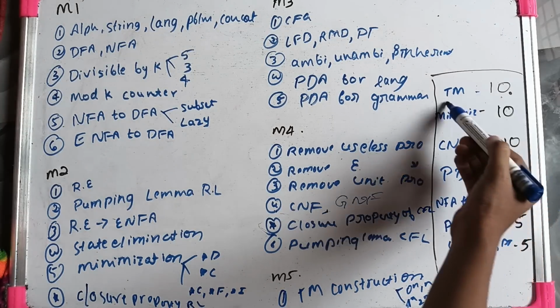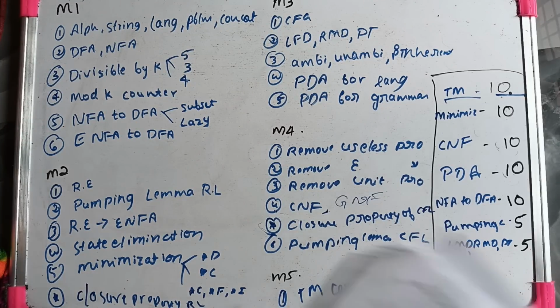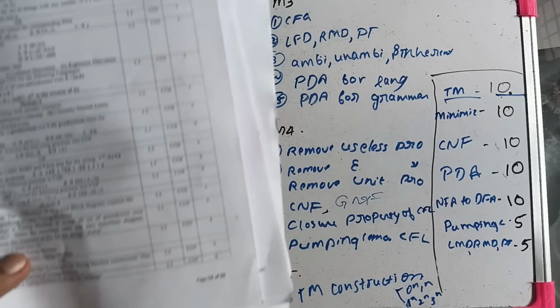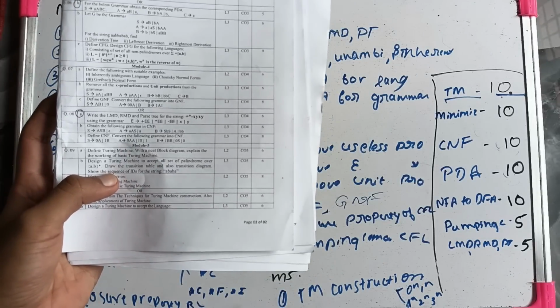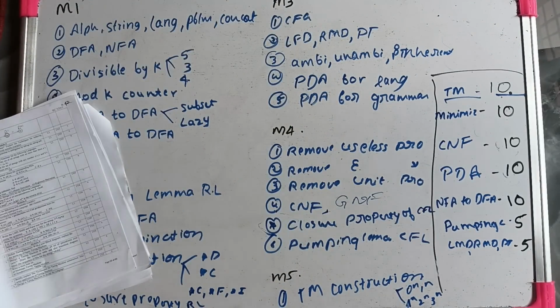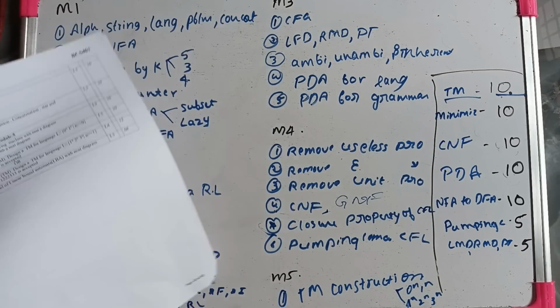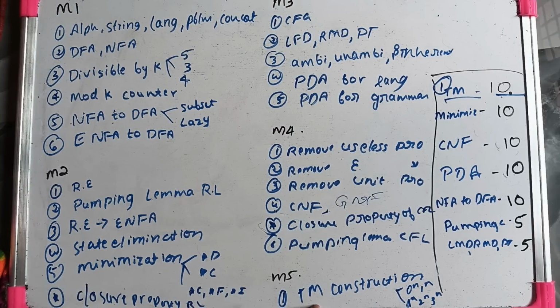Okay. The marks will vary, because in the first paper they asked the Turing machine for 6 marks. Okay, here they asked 6 marks, and here also they asked 6 marks, but in the new paper for the same question they gave 10 marks. So first study Turing machine construction and watch the module 5 video. Okay, in this video I am not doing this.